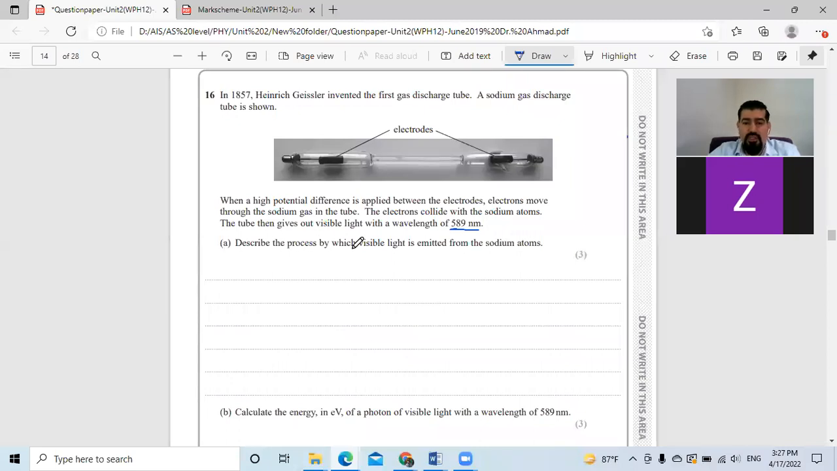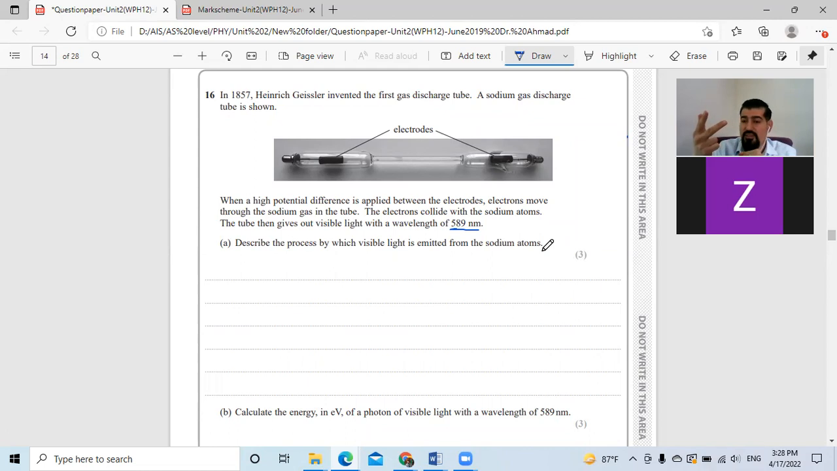A. Describe the process by which visible light is emitted from sodium atom. Now look here, what do we have? Now I told you, my students, several times that we have three ways to make the electrons get excited. By heating it or giving it energy by a changing electromagnetic field, by colliding it with electrons, or by absorbing energy from photons of certain frequency.